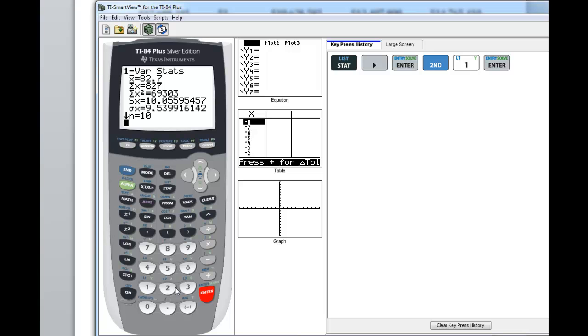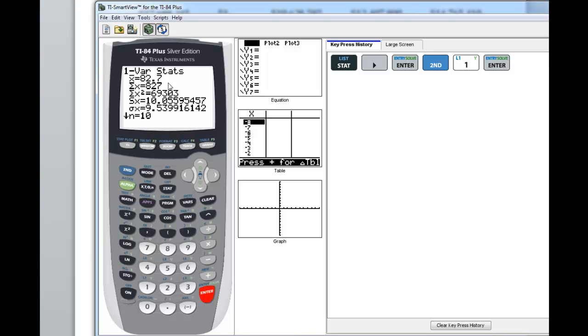All right, and it gives me more information about the data than we've even talked about so far. But right up top, we can see that we have a sample mean of 82.7. Okay, that would be our mean value. All right, that was easy enough, right? Yes. Okay, very good.